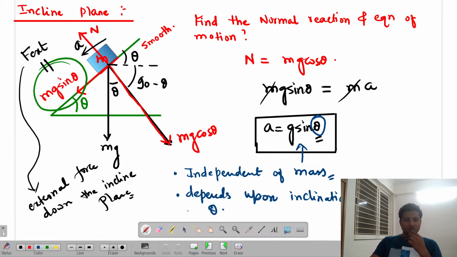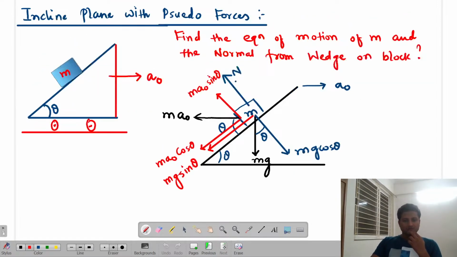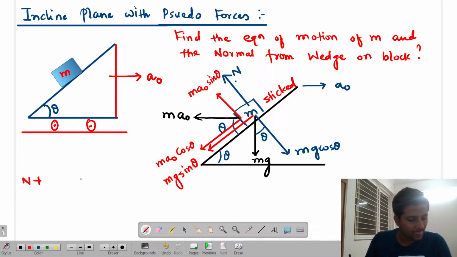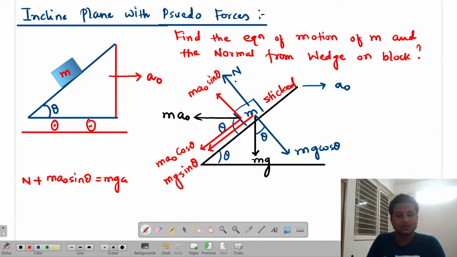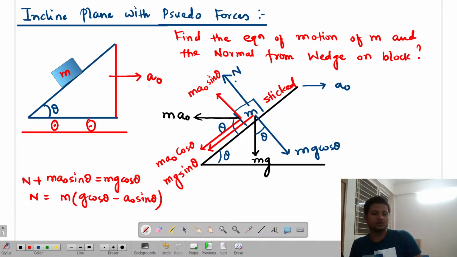We resolved mg also. So basically, what will this normal equation be? If the body is stuck to the surface, in contact with the surface, then normal plus ... equal to ... Are you able to get me or not? So N is equal to how much? N is equal to m(g cos theta minus a naught sin theta). Are you able to get me or not?